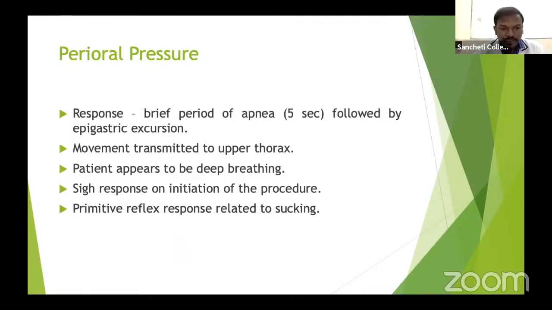In some patients, you might see a different response. If you apply a perioral pressure to the patient, then you might see a sigh response first. The patient may sigh first, and then you can see epigastric excursion, which is transmitted to the upper thorax, and the patient may appear to be deep breathing again. So it is a primitive reflex. Its response is related to the sucking reflex.